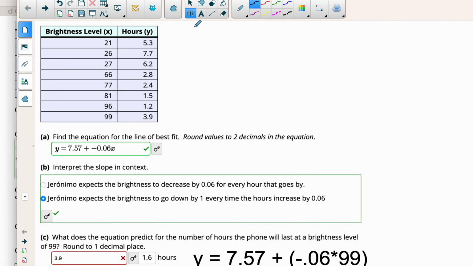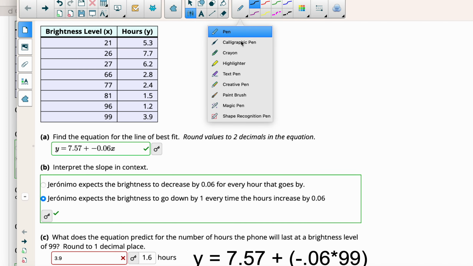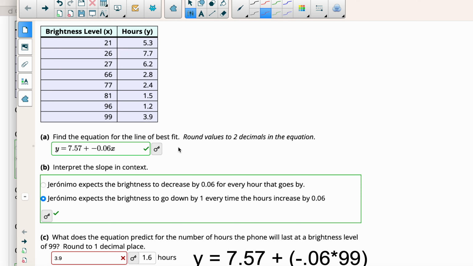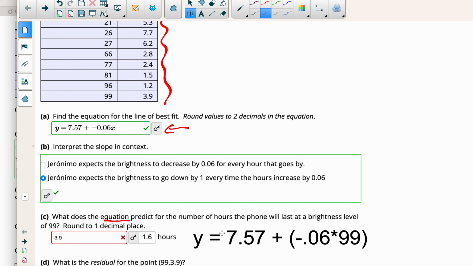Okay, here's a couple examples that you asked me about. So you got the line of best fit correct, meaning that you put all this data in Rossman Chance, you got the correct regression line, and you got the slope correct. So it says, what does the equation predict? This is the equation.